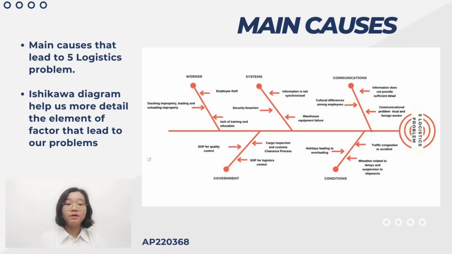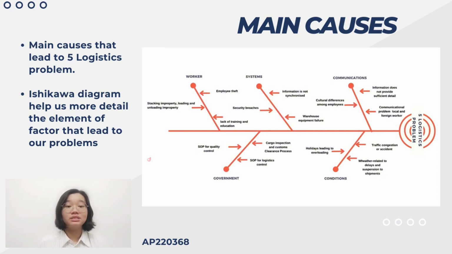Now I would like to talk about the main cause. Based on the Ishikawa diagram results, researchers found the main problems come from various causes. There are 5 major classifications of cause, which are workers, systems, communications, governments, and conditions. From the view of workers, researchers noticed that workers who stack improperly, load and unload parcels improperly, workers who lack training and education, and workers who commit employee theft will cause logistic problems.